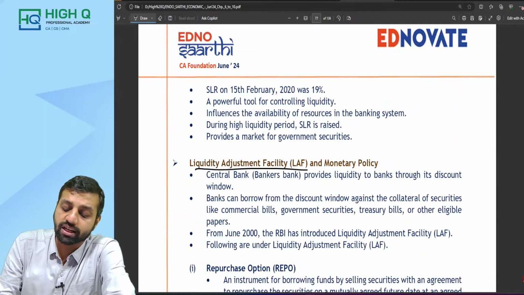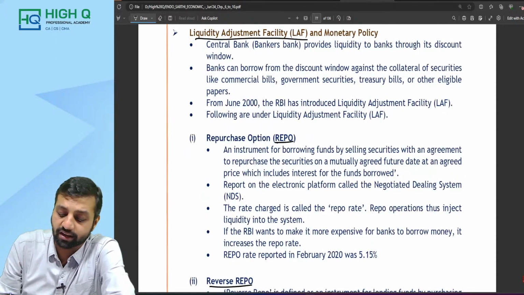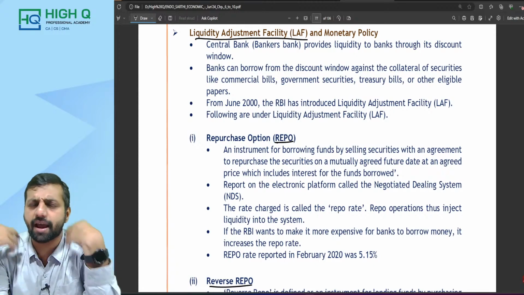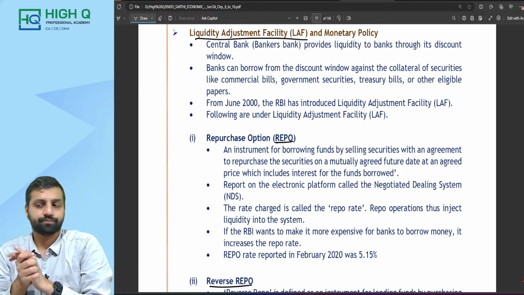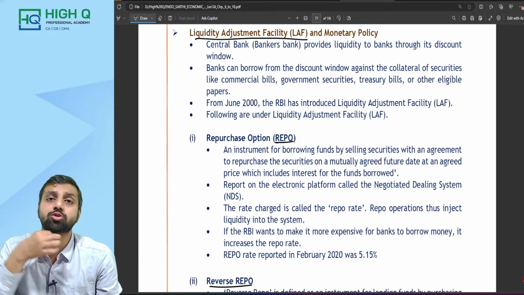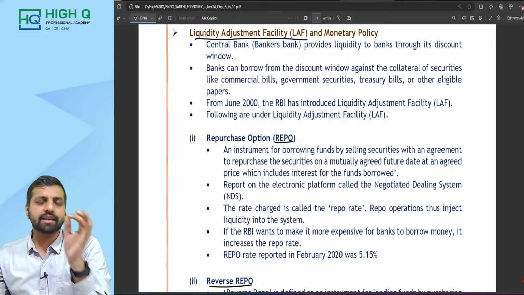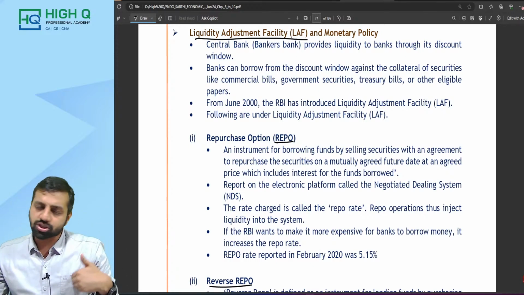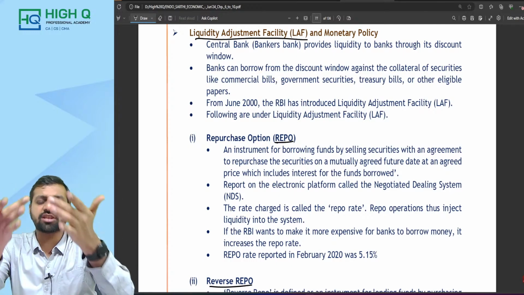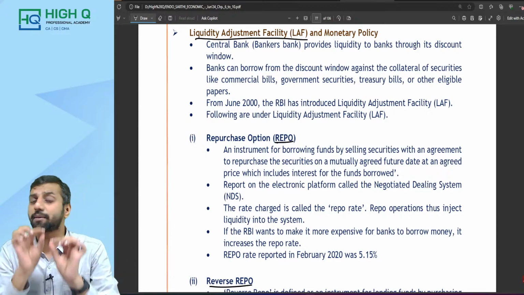Then we have liquidity adjustment facility, which is further divided into two, repo and reverse repo. Repo rate is the rate at which commercial bank borrows money from RBI by selling securities with a promise to repurchase it on a future date. So if commercial bank is in need of money, it will go to the Reserve Bank of India. Reserve Bank of India will charge them a rate of interest. That rate of interest on borrowing is called repo rate.